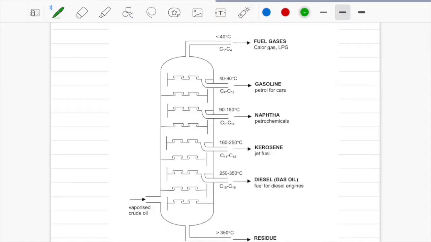Okay, so we look at the fractional distillation itself. One of the things is that we've established now that the larger the molecule, the higher the boiling point. But it's important to remember that what's happening in our fractional distillation isn't so much about boiling, it's about condensing.